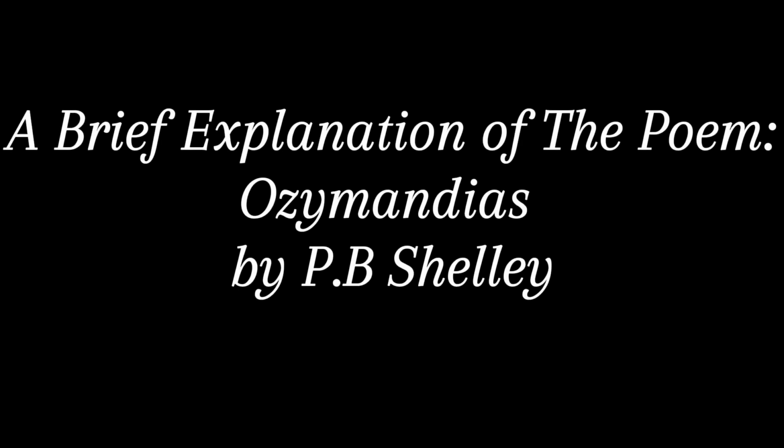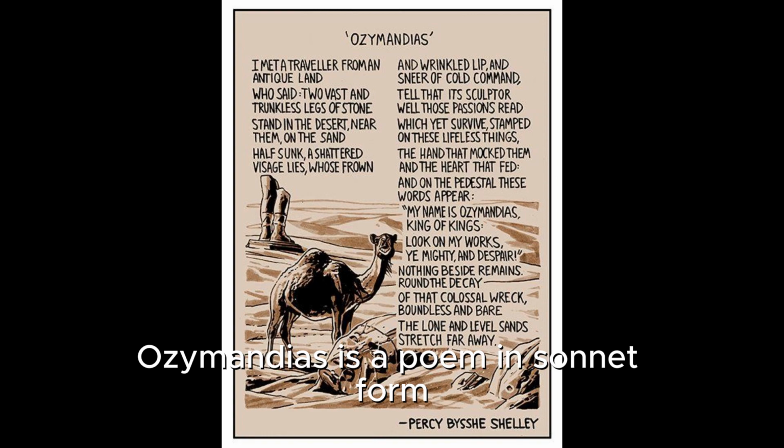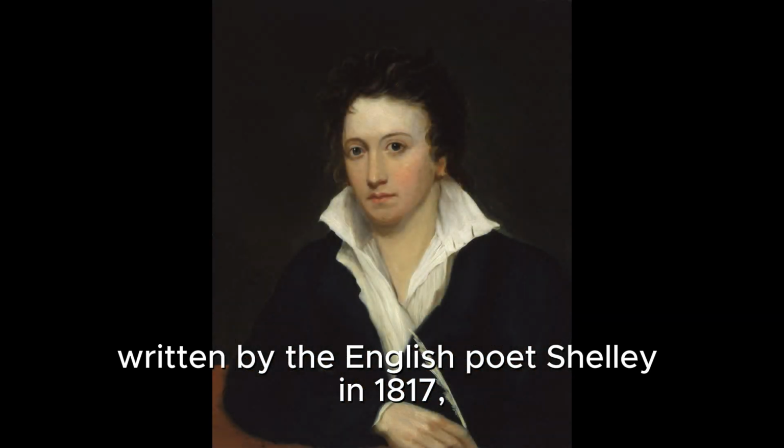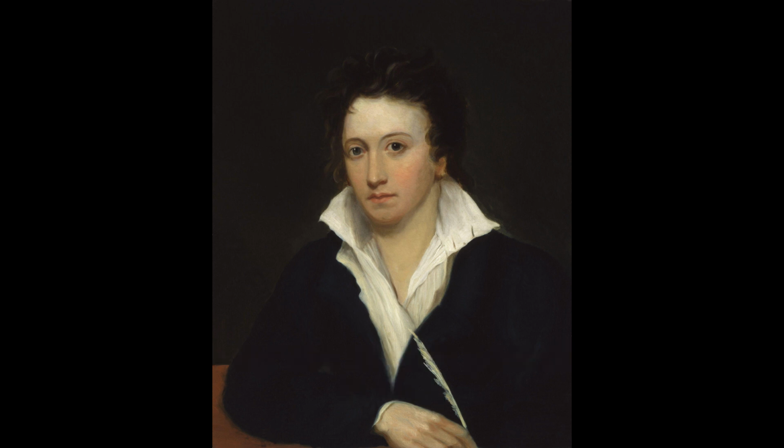Brief explanation of the poem Ozymandias by P.B Shelley. Ozymandias is a poem in sonnet form written by the English poet Shelley in 1817 and published in 1818.